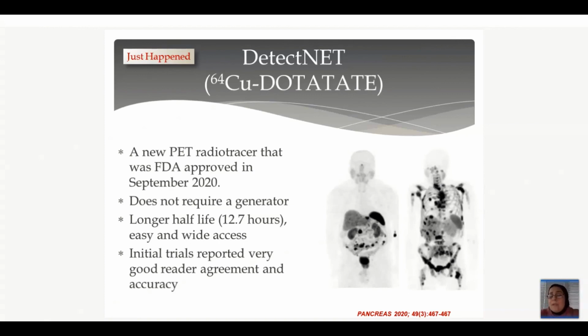So I think the nice thing about it, there are other technical aspects of it, but I'm not going to go into that. But the real advantage is that I think the approval of copper-64 dotatate is going to result in widespread use of dotatate PET-CT tracers. The initial trials showed good reader agreement and accuracy also.